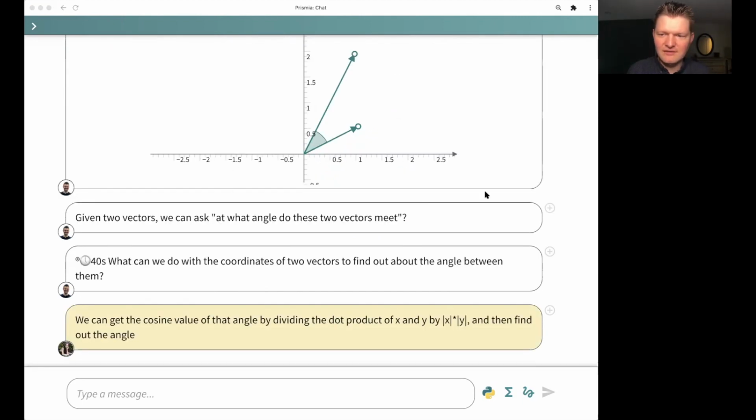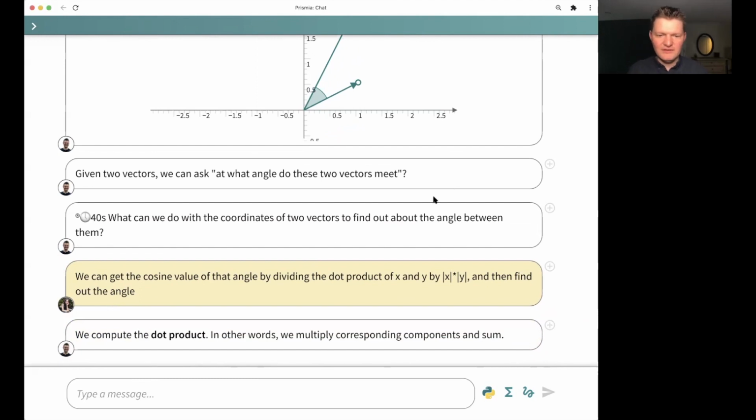Great. So I'd like to hear from Manlin, whose answer I've shared here. Very good. Yeah, that's exactly right. So here's the key point. We compute the dot product, which is introduced in the pre-reading, and that's going to give us information about the angle between the two vectors.